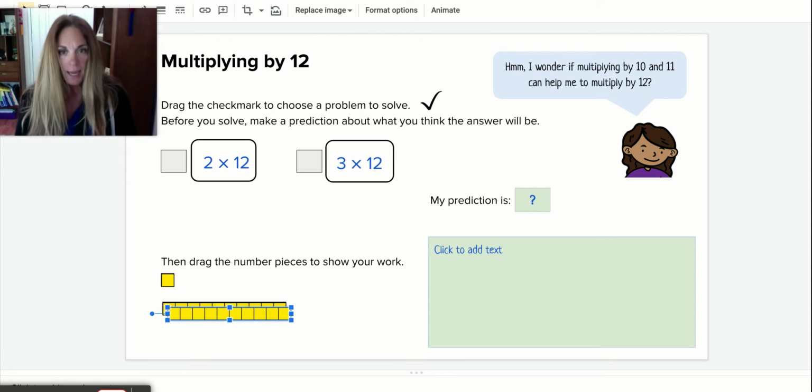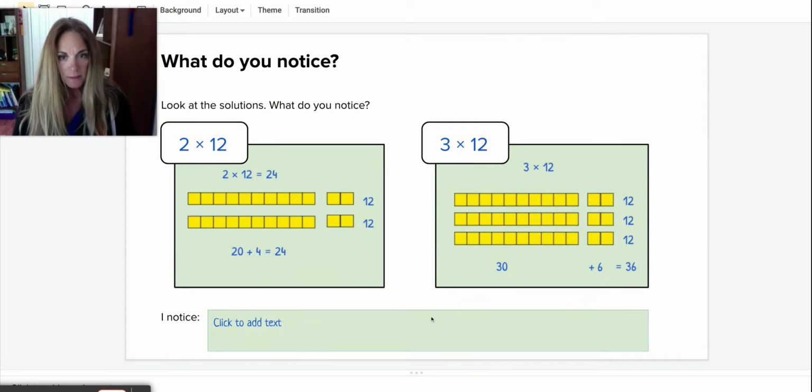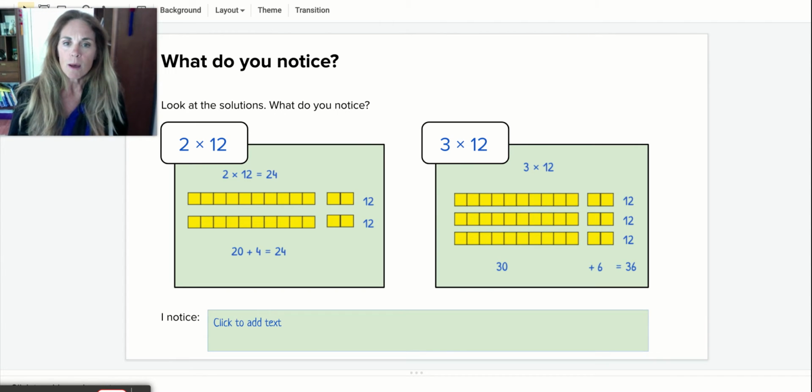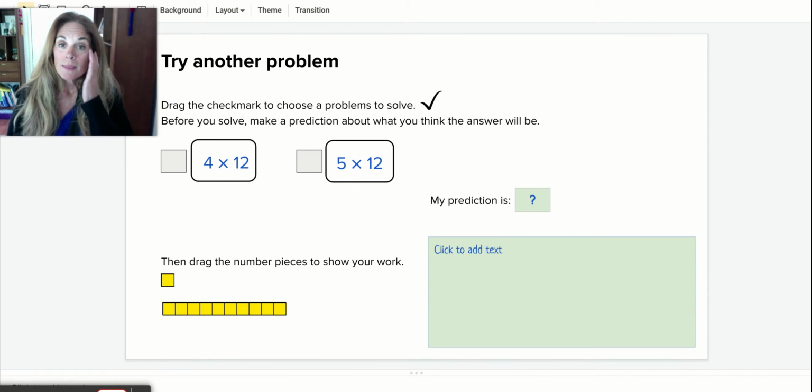Then on the next slide, you're going to see how you could show it or solve it. So it's important, though, to really think about what are you looking at here and here. And what do these numbers mean? What do you notice?